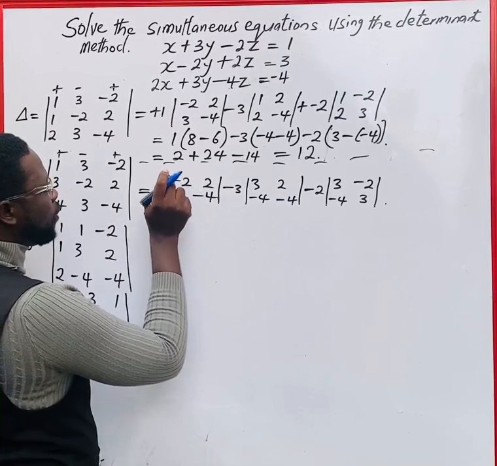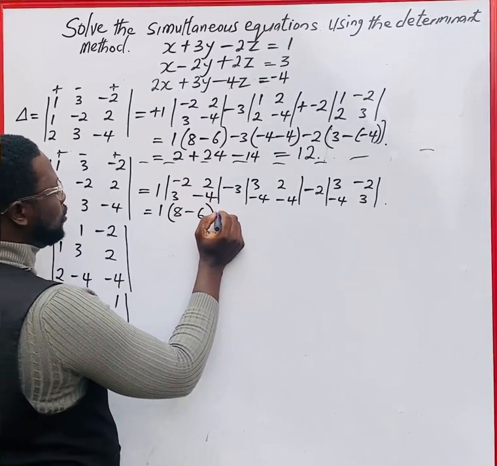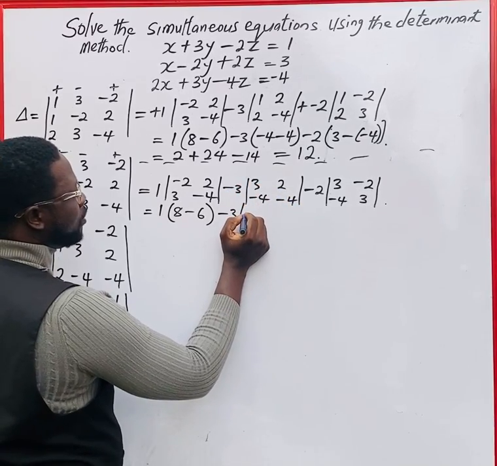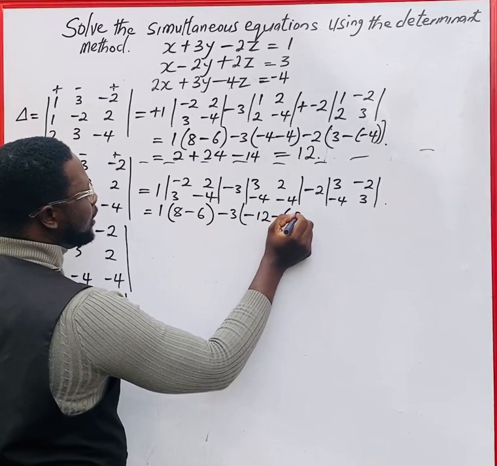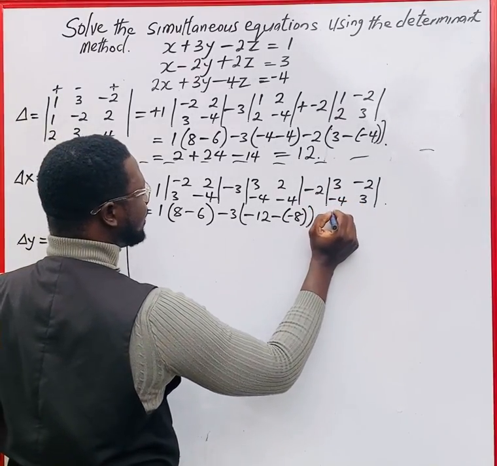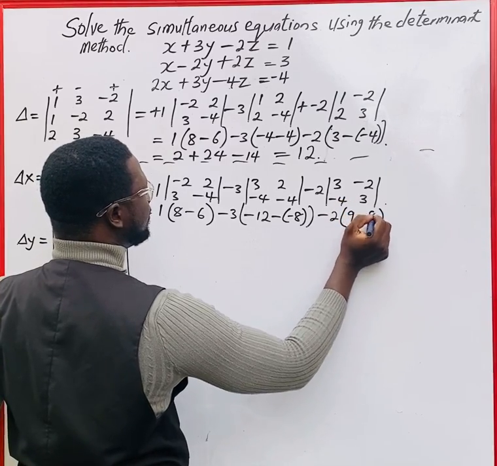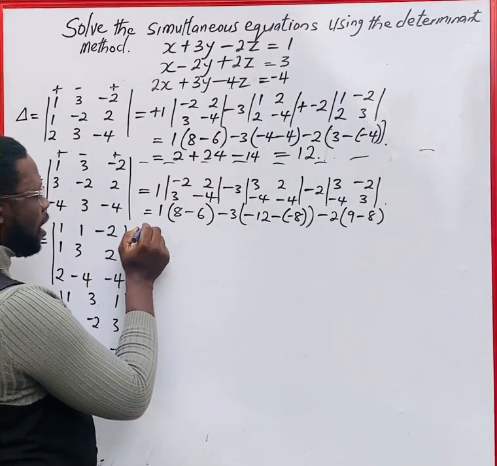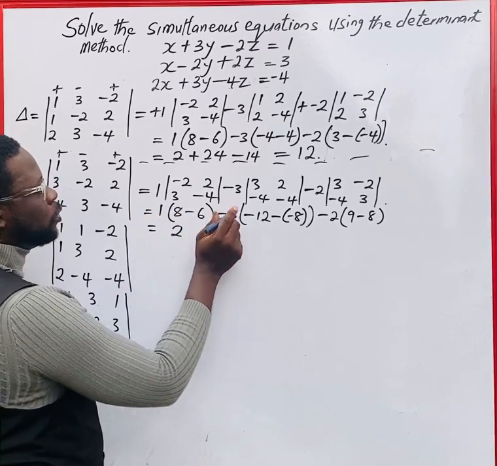1 minus 4 times minus 2 gives us 8 minus 6, right? So here will give us minus 3. Minus 4 times 3 gives us minus 12 minus minus 8. And this one will give us what? 3 times 3, 9, minus 8. Minus 2 times minus 4 will give us what? Minus 8. So finally we'll have 2. 8 minus 6 is 2, times 1, 2.